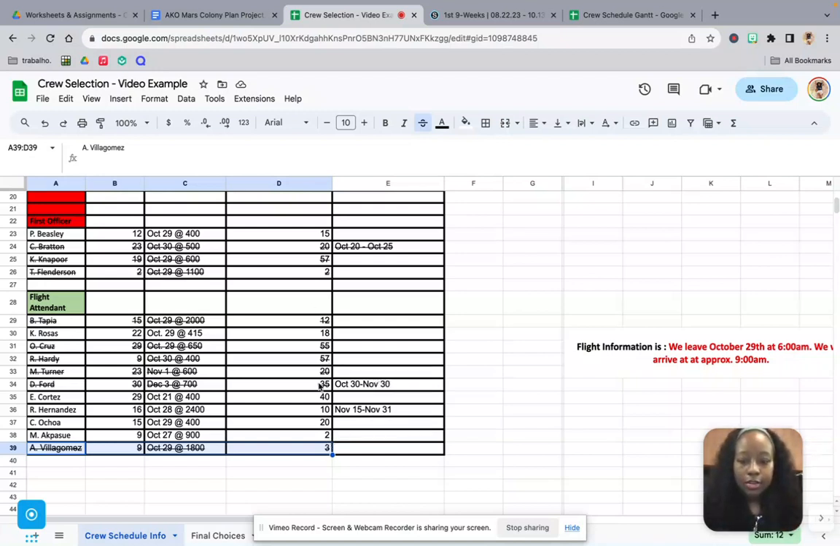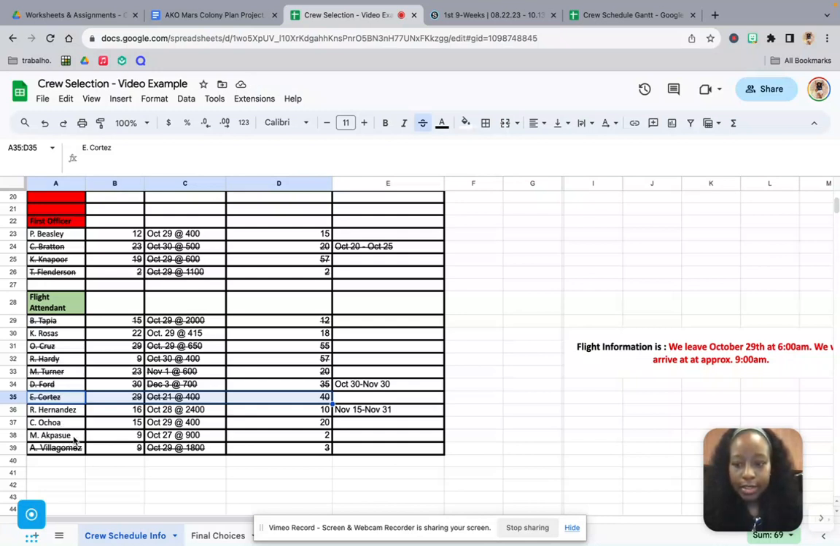How many hours have all these people worked? Acapulse only worked 2 hours. That's not bad, but it is the 27th. So within those 2 days, they could basically work some more. Ochoa has worked 20 hours. R. Hernandez has worked 10 hours. E. Cortez has worked 40. So we're going to cross E. Cortez off. They're getting mighty close to 60. All right. So now we're left with Rosas, Hernandez, Ochoa, and Acapulse.